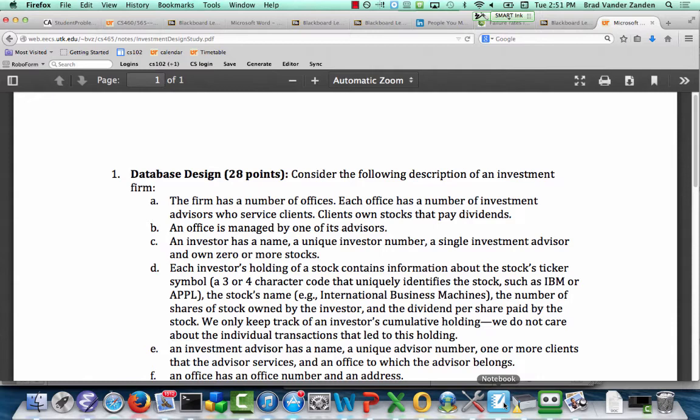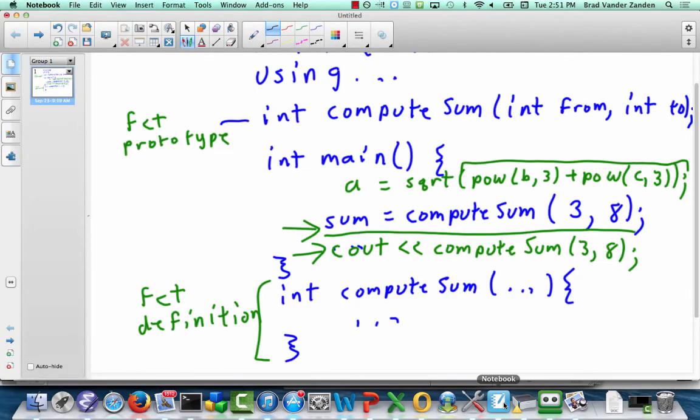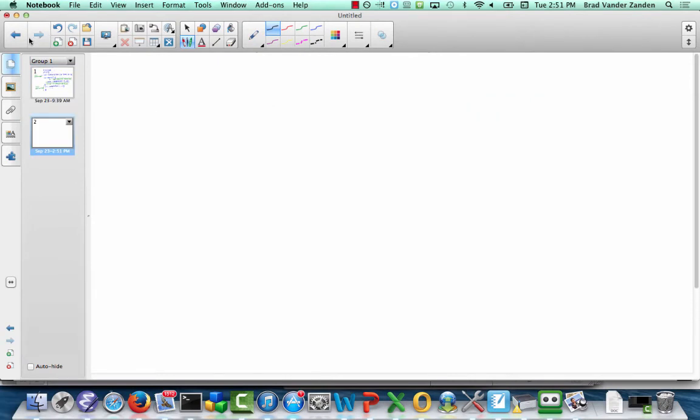So basically, we're assuming we have an investment firm, and that investment firm manages some clients. The clients own stock. The firm has some offices that the advisors belong to, and we need to model this information in an entity relationship diagram.